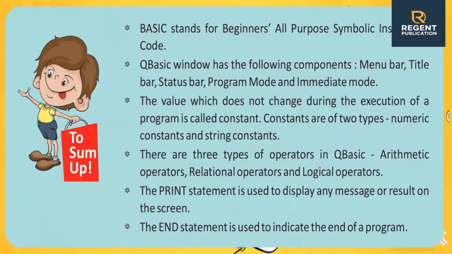The value which does not change during the execution of a program is called constant. Constants are of two types: numeric constants and string constants. There are three types of operators in QBasic: arithmetic operators, relational operators and logical operators. The print statement is used to display any message or result on the screen. The end statement is used to indicate the end of a program.